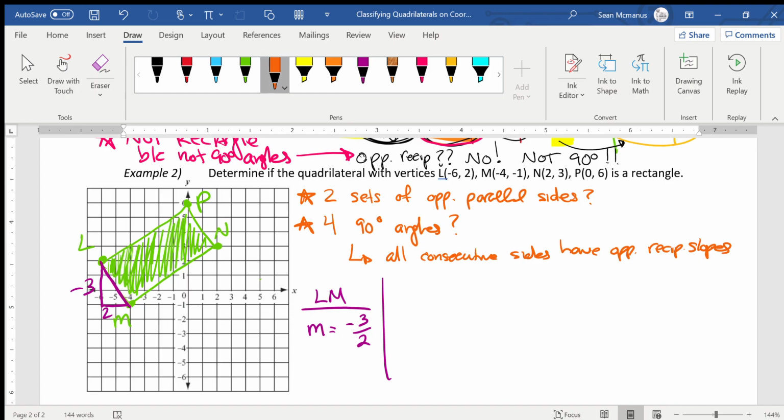From M to N, do that in orange. So from M to N, and I'm going to draw in a triangle. Remember, we always go up or down first, so it's going to go up 1, 2, 3, 4, and to the right 1, 2, 3, 4, 5, 6. So 4 over 6, that was MN. The slope was 4 over 6. And I can reduce that fraction to 2 over 3.